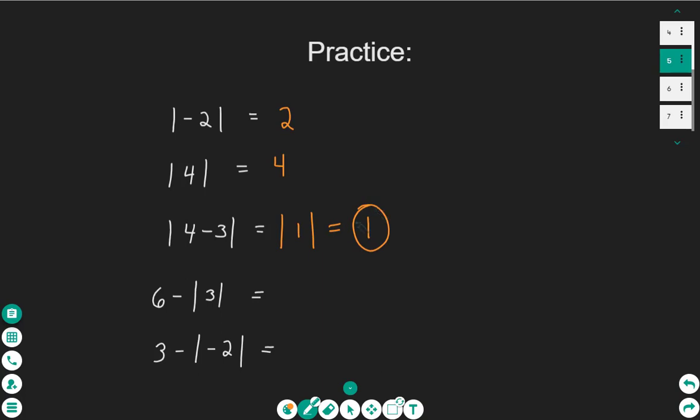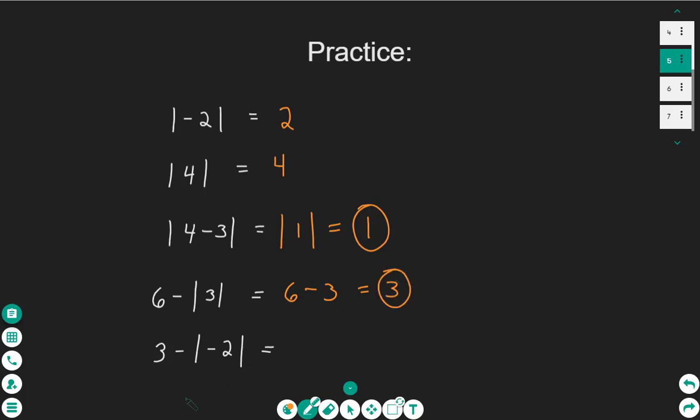Now, how about this one? 6 minus the absolute value of 3. The first step is to solve for the absolute value. So we have 6 minus, we're not going to touch that. We're going to leave it just the way it was. And we'll solve for the absolute value of 3. The absolute value of 3 is indeed 3. And now we can go ahead and solve the problem. 6 minus 3 is 3.